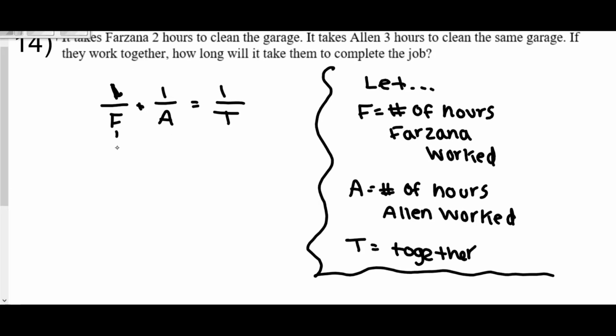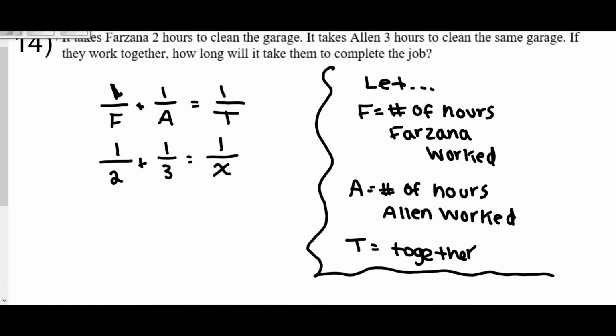Now, if they were cleaning 2 garages, the only thing that would change is this number up here would just be 2. So that's just something to look out for. But you pretty much set them up the same way every single time. So F equals the number of hours Farzana worked, so it would be 1 over 2 plus the number of hours Alan worked would be 3 equals how long it would take them to clean the garage together, which is what we're looking for, which is x.